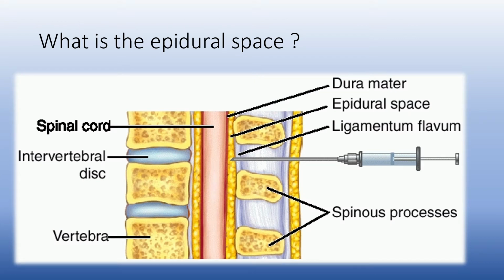What is epidural space? Epidural space is a potential space between the dura mater in this red line and the ligamentum flavum here. This is the epidural space.